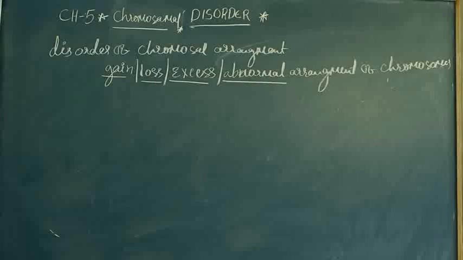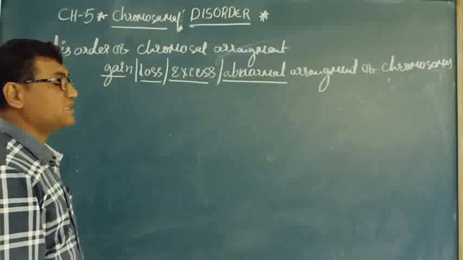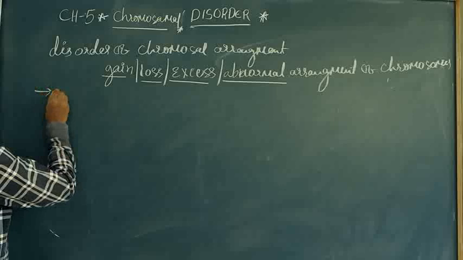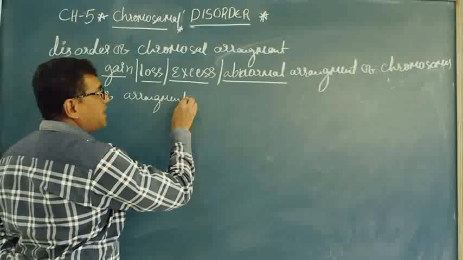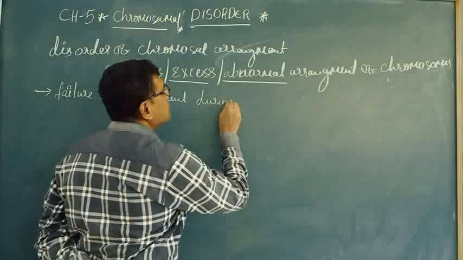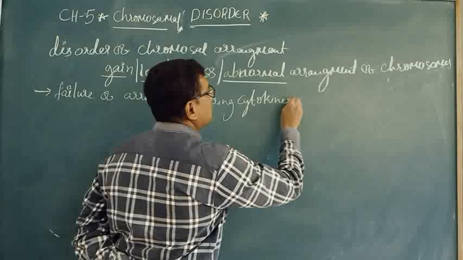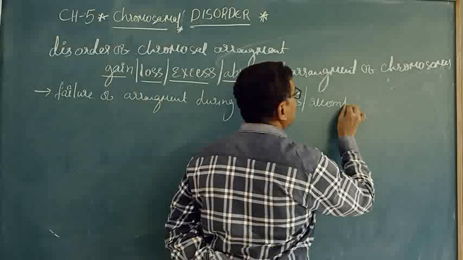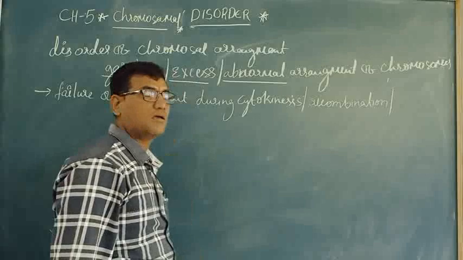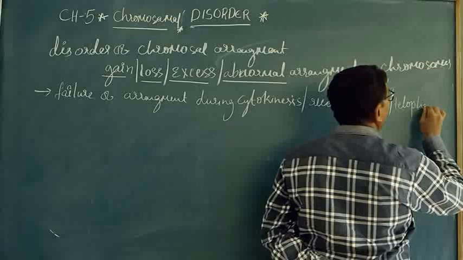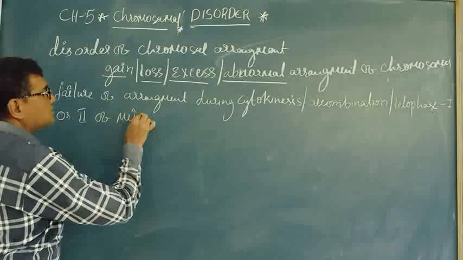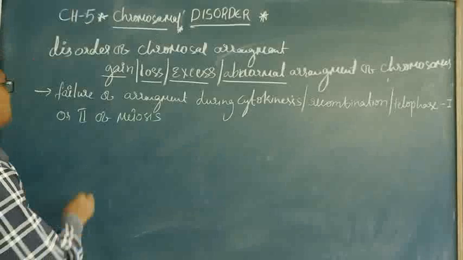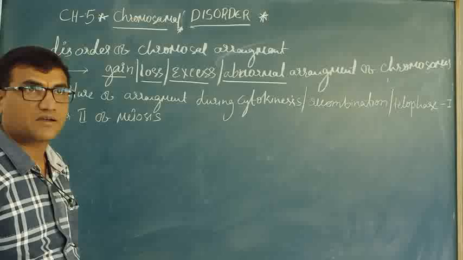So in this particular case, this occurs when there is a failure of arrangement, which may take place during cytokinesis or recombination or telophase 1 or 2 of meiosis. This can take place anywhere between these. So either gain or loss or deletion.